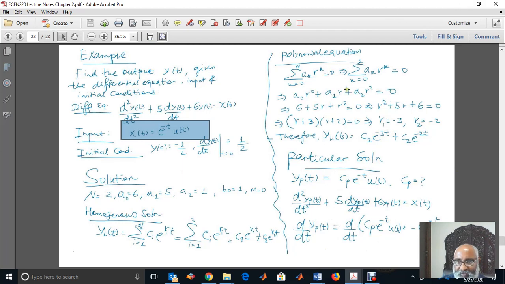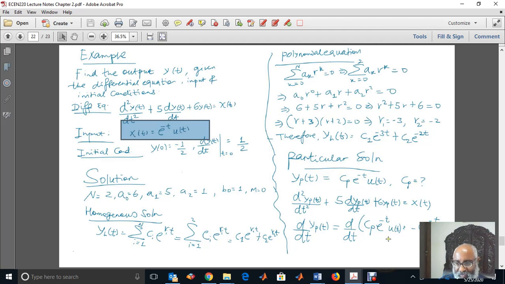So we substitute yp in the differential equation. So the second derivative of yp of t plus 5 dyp by dt plus 6 yp of t is equal to x of t. So we need the first derivative of yp and the second derivative of yp of t. The first derivative, because this is an exponential, it is easy.